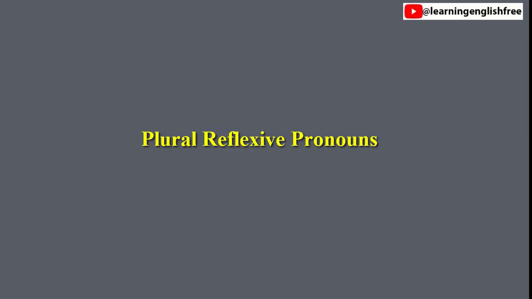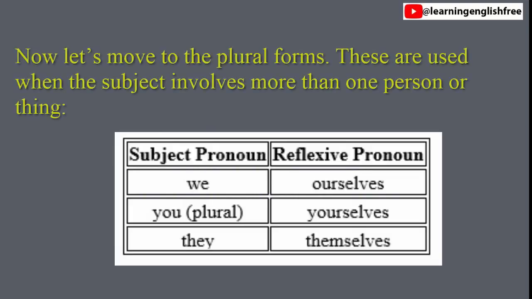Plural reflexive pronouns. Now let's move to the plural forms. These are used when the subject involves more than one person or thing. Subject pronoun we, reflexive pronoun ourselves; you, yourselves; they, themselves.